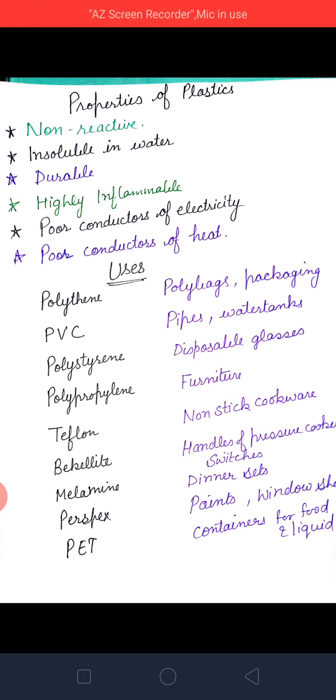Plastics are poor conductors of heat. They don't allow heat to pass through them. That's why you have seen the handles of cooking utensils are made up of plastic, and bakelite is the plastic which is used to make the handles of the cooking utensils.